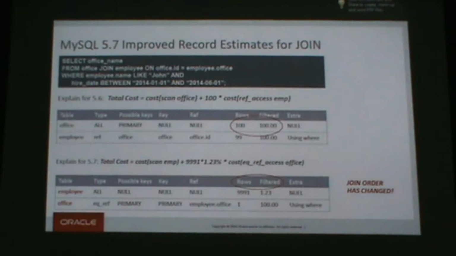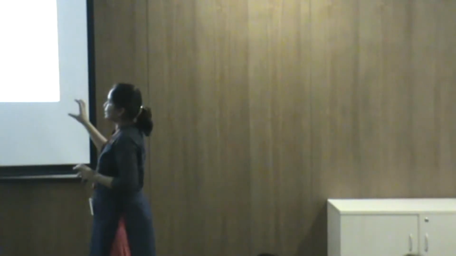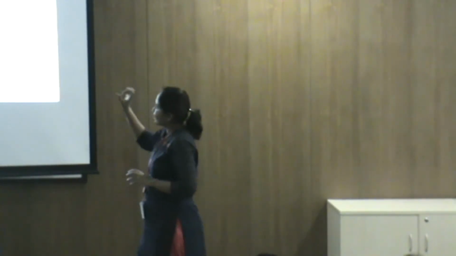Now what happens in 5.7 is that the join order has changed. And why is that? With 5.7, we have an estimate. Whenever we are trying to choose an access method for a particular T1, we would have gone through every possible access method to choose from. Each access method will give us an estimate of how many records you are going to look at if you go with that access method.